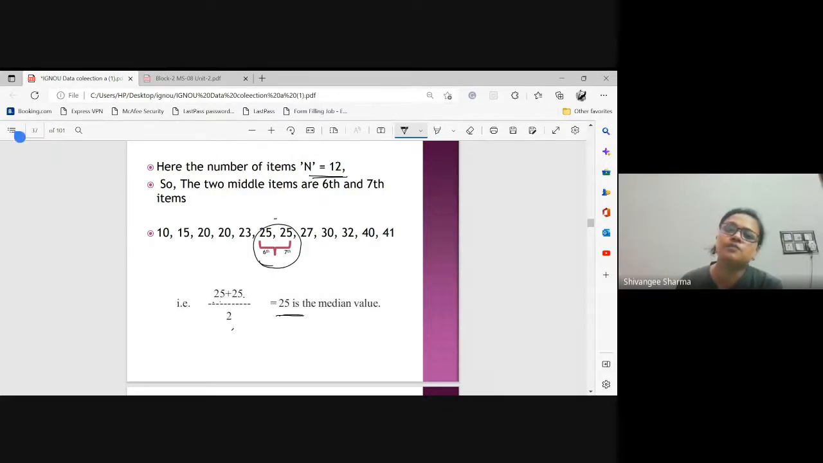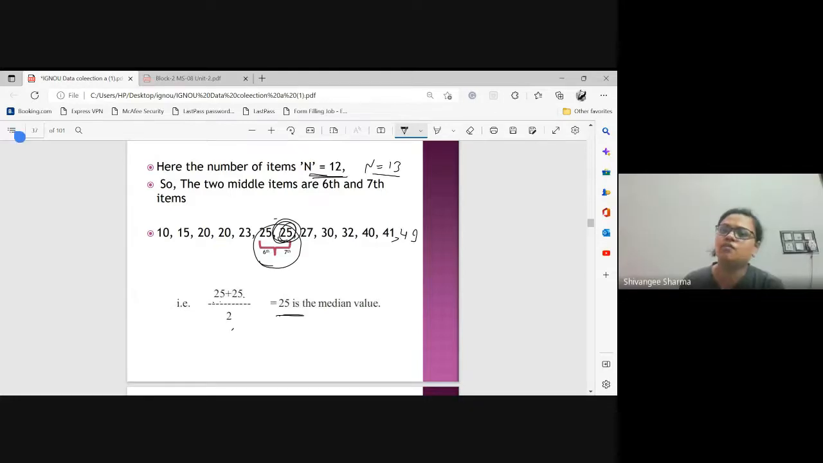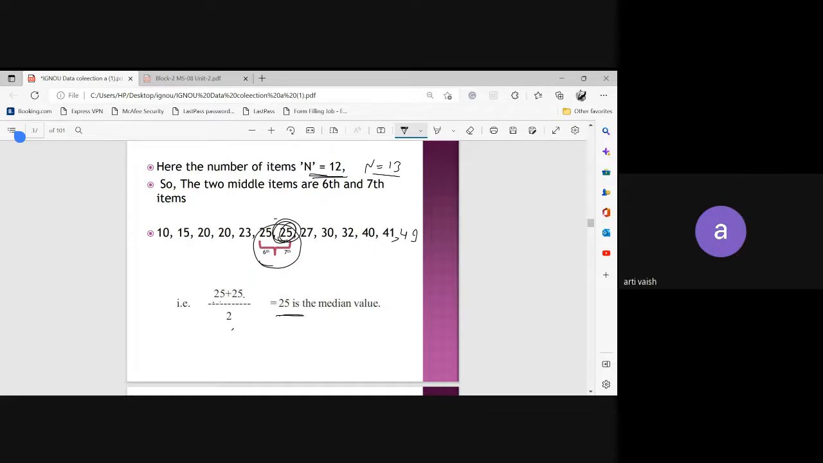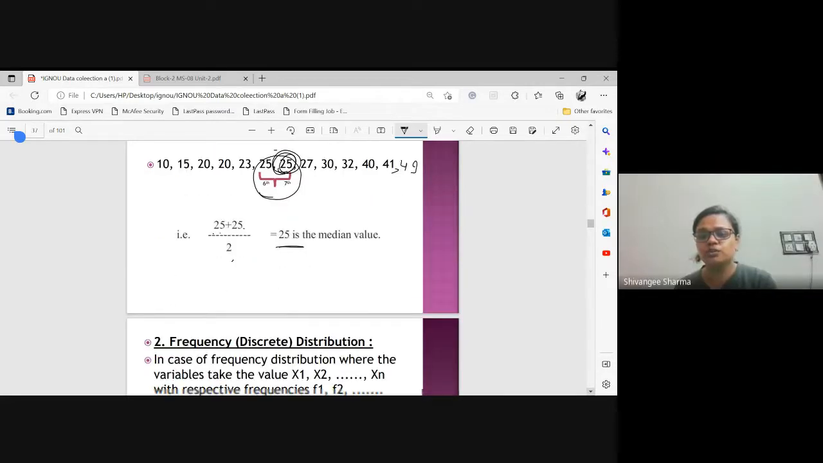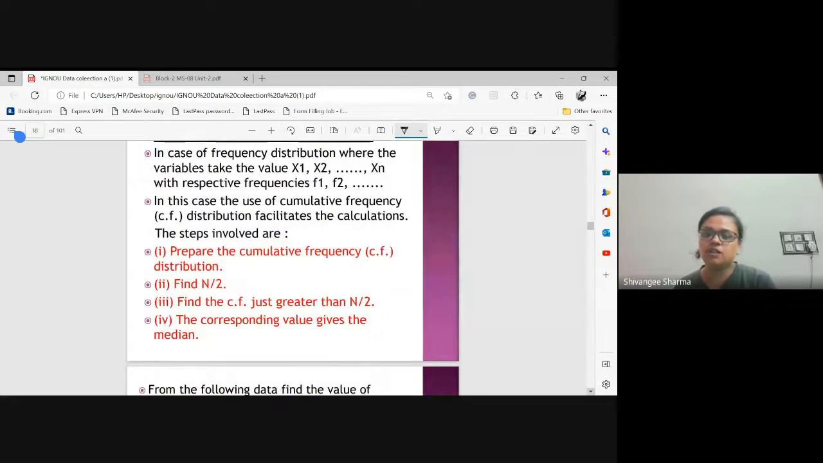And if n is odd, suppose 13 students might be there, and suppose 49 is the marks of those 13 students, then of course the seventh place will be the median. Okay, so this is the median when n is even and when n is odd. Is this clear to everyone? For an individual data set, the calculation of median is clear. Now, let's move on to discrete data, or the data which has frequency.